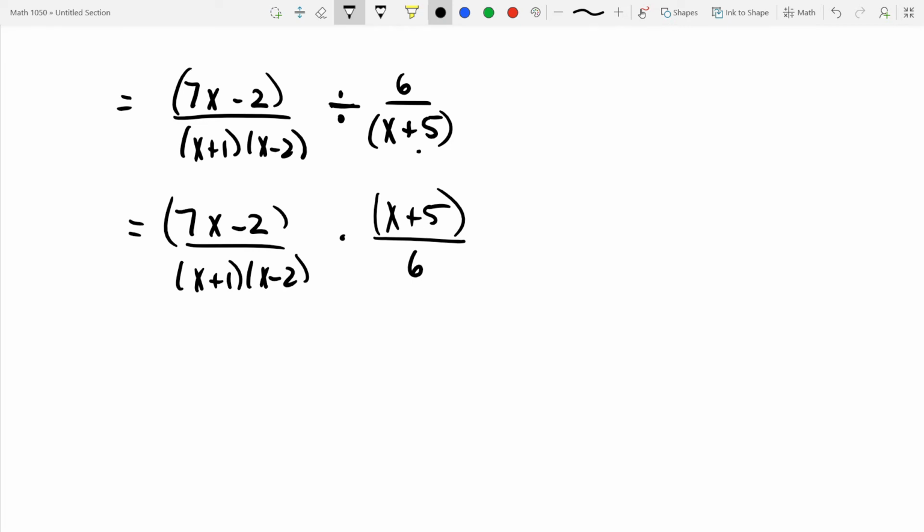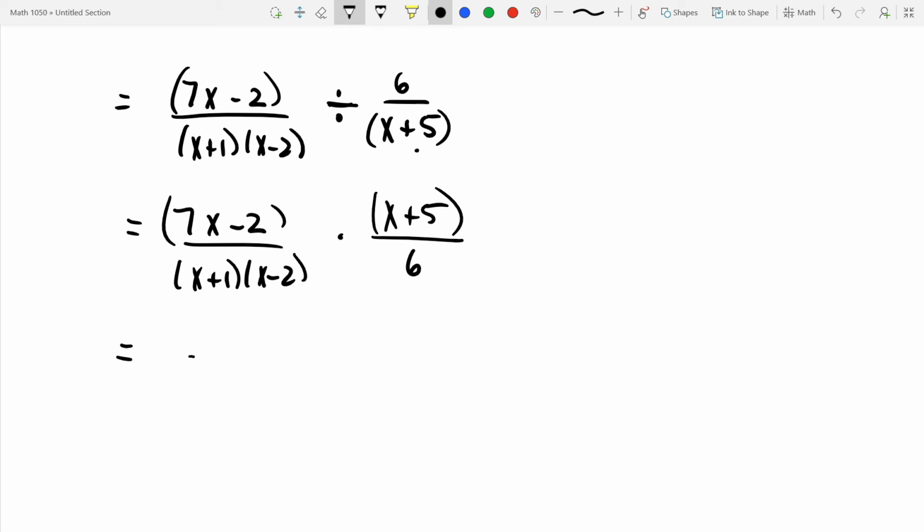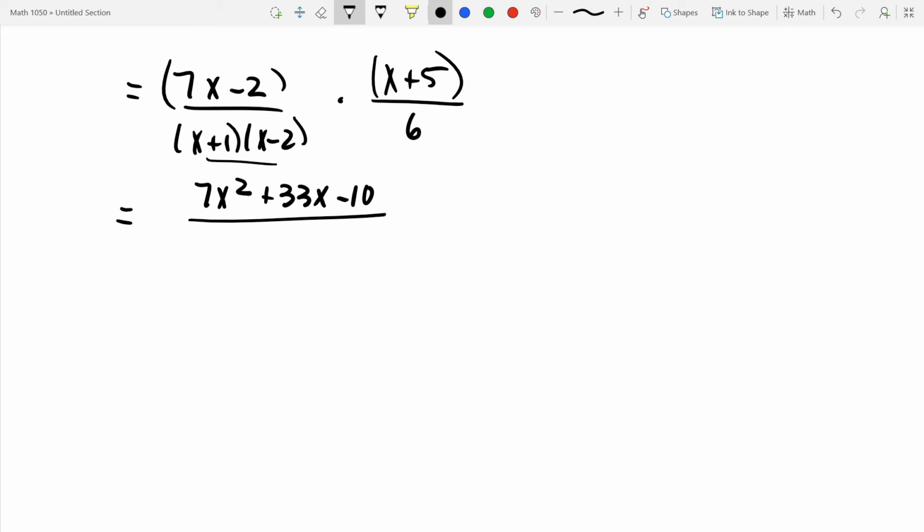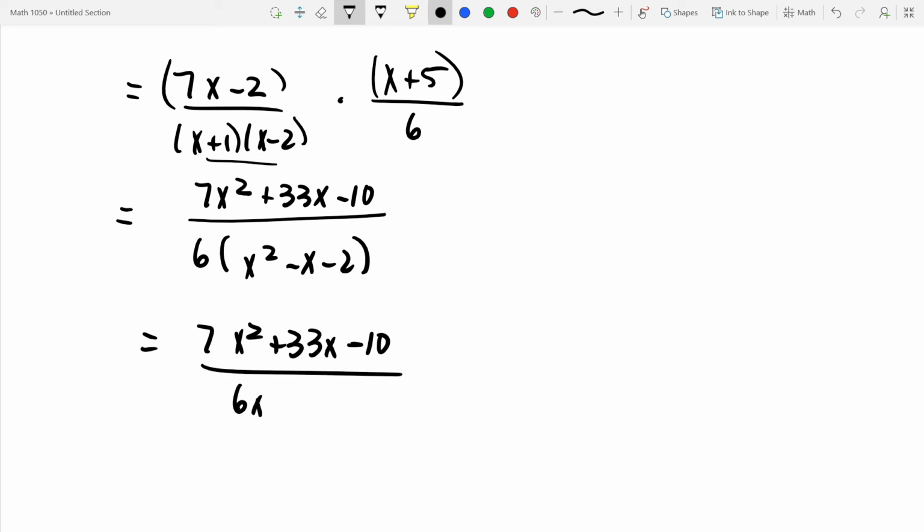As I look around, I do not have the exact same thing on the top anywhere as the bottom. So I'm just going to multiply these together. 7x minus 2 times x plus 5 is 7x to the second. A positive 35x and a negative 2x is a positive 33x. 5 times a negative 2 is a negative 10. When I multiply those, I have a 6 in the front, and then I have x to the second minus x minus 2. So my fully simplified answer would be 7x to the second plus 33x minus 10 over 6x to the second minus 6x minus 12.